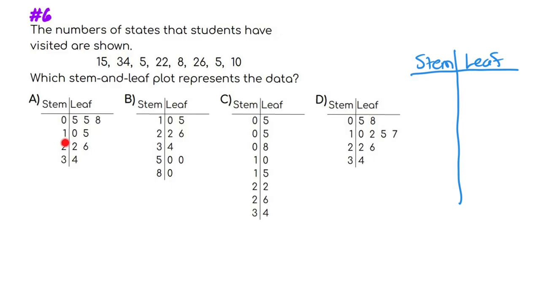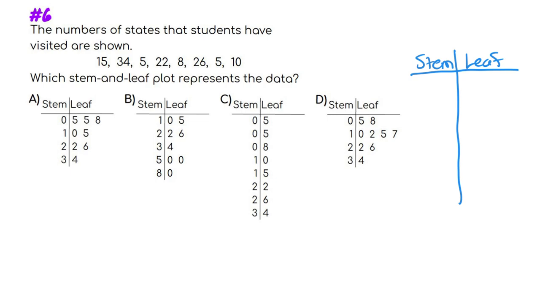0, 8 means 8. Then the 1 stem, you're going to get 1 and 0. That's 10. 1 and 5 is 15. 2 and 2 is 20. 2 and 6 is 26. 3 and 4 is 34. So you always match the stem with the leaves that are next to it. So we use that to make our own stem and leaf.